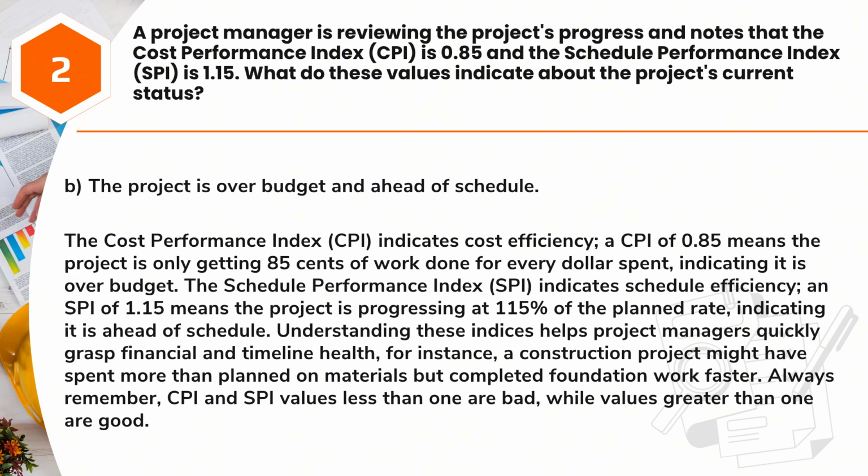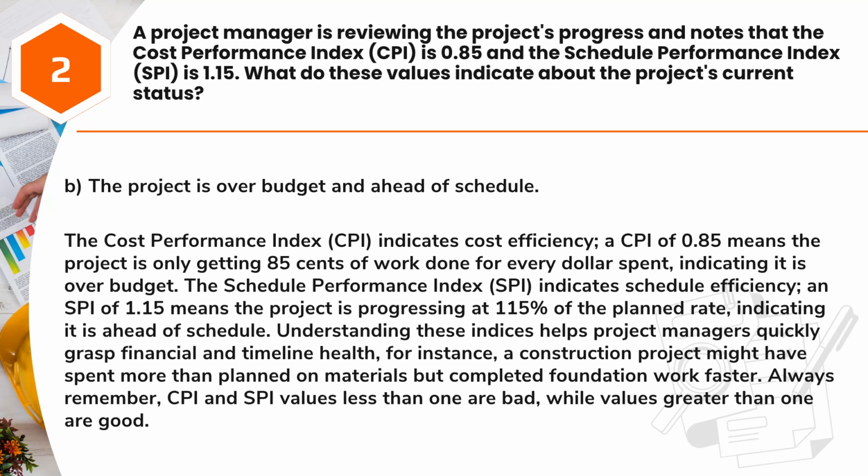Answer: B. The project is over budget and ahead of schedule. The Cost Performance Index, CPI, indicates cost efficiency. A CPI of 0.85 means the project is only getting 85 cents of work done for every dollar spent, indicating it is over budget. The Schedule Performance Index, SPI, indicates schedule efficiency. An SPI of 1.15 means the project is progressing at 115% of the planned rate, indicating it is ahead of schedule. Understanding these indices helps project managers quickly grasp financial and timeline health.